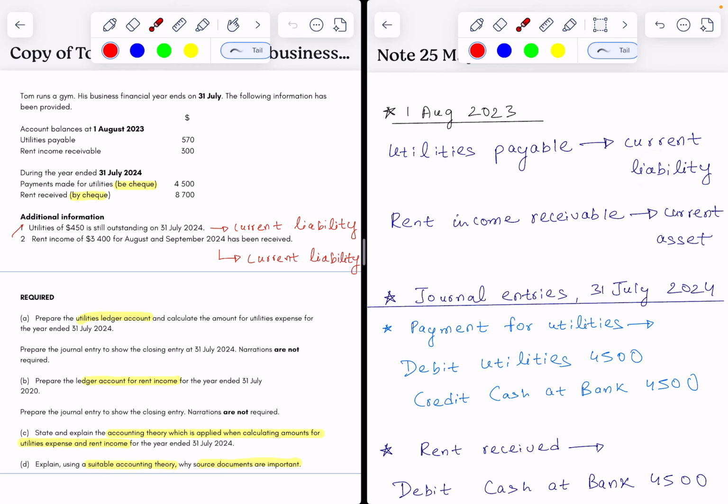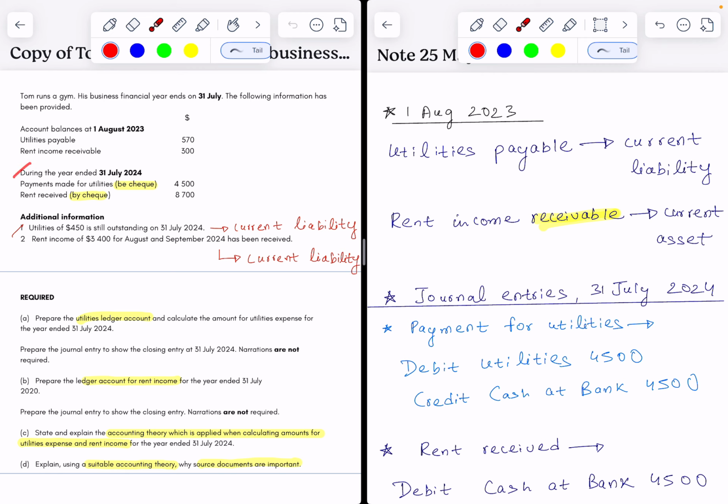Next, we have got the rent income receivable on 1 August 2023. Rent income receivable refers to funds that you expect to receive from your tenants. You have already given the space which your tenants utilized in the previous financial year ending 31 July 2023, but they have not made that payment using funds from the bank account or any cash. Therefore, you expect some kind of payment in this new financial year starting 1 August 2023, which means you expect some kind of economic benefits, and therefore this falls within the definition of a current asset. Now, let's look into the other information we have got in the question.